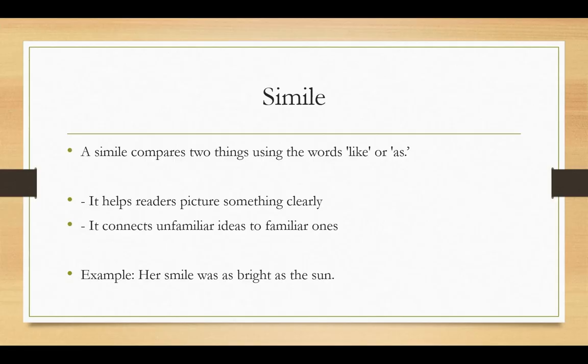So a simile compares two things using the words like or as. This type of comparison helps readers picture something more clearly by connecting it to something familiar. So as I just said, for example, her smile was as bright as the sun. So there we can see that it's a simile because of the word as, comparing the smile to the brightness of the sun. The comparison helps us imagine just how bright, how much emotion she's showing through that smile.